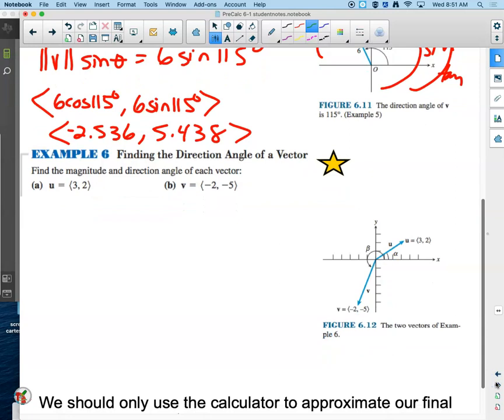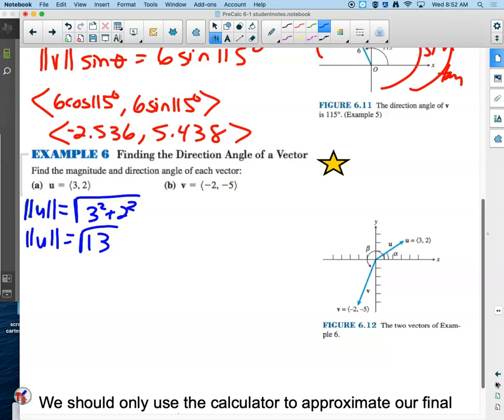So this one says, finding the direction angle of a vector. We want to find the magnitude and direction of these two vectors that they have in the picture over here. And we have u is <3, 2>. All right. Well, magnitude first. I mean, I should be able to do that one. Because again, in this component form, the tail is (0, 0). So there we've got our little square root of 13 for our magnitude.